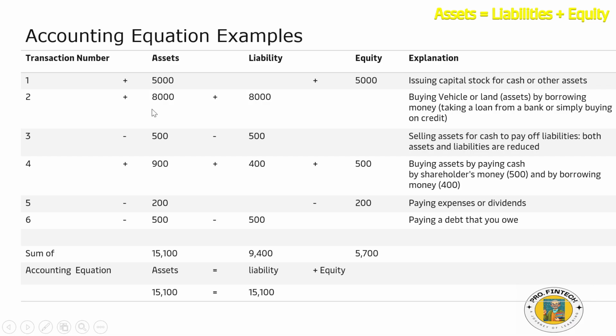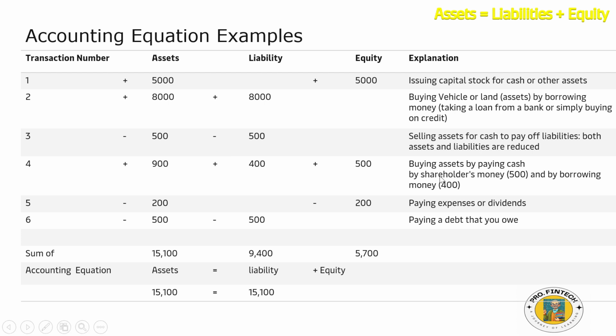Assets increase because the company now owns new property, land, or a vehicle. Liability increases by the same amount because the company owes money to the lender. In the third transaction, the company sells an asset to pay off part of its liabilities. Assets decrease by 500 because assets are sold. Liabilities also decrease by 500 because debt is paid off.